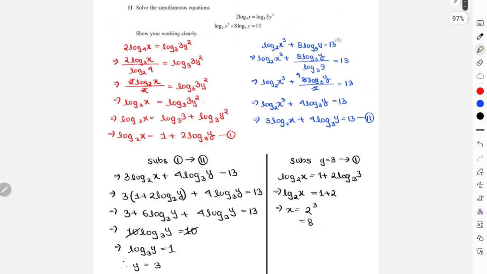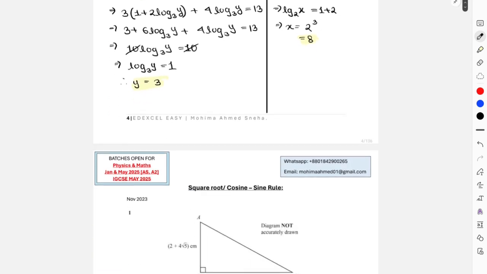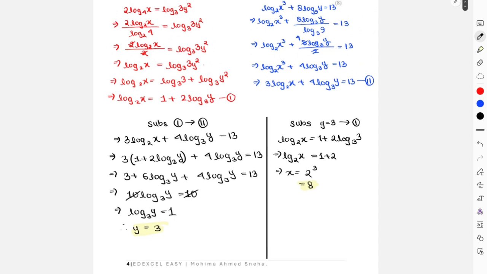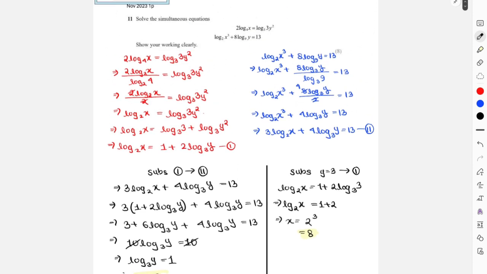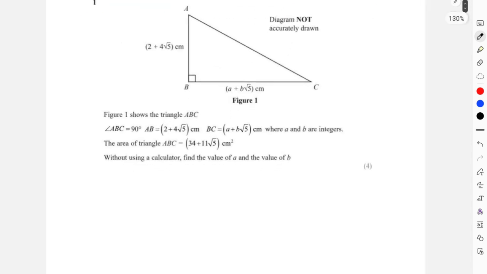Quite tricky because you have to work out all the way from log, substitute the equations, and then find the value for x and y. Okay, then after this we'll move on to the next part. This was all for the simultaneous equations. We'll now move on to your square root equations or cosine sine rule equations used in pure maths.